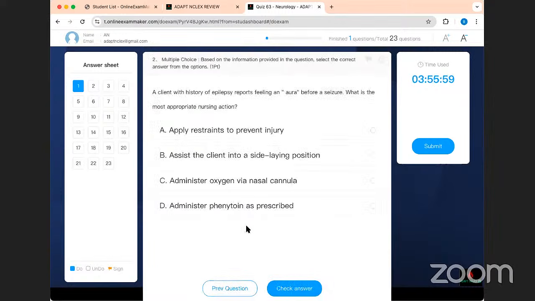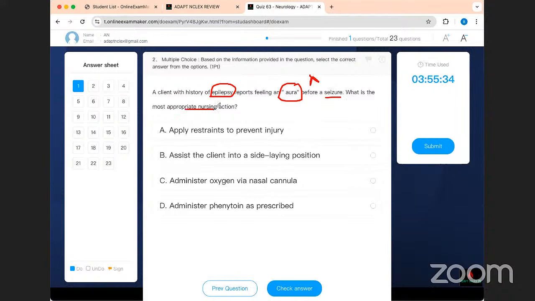A client with a history of epilepsy reports feeling an aura before a seizure. What is the most appropriate next intervention? These interventions may be appropriate or inappropriate, but which one is appropriate? Go for the buzzword. Patient has epilepsy, okay? Patient has what? Aura before the seizure. That is what the question is about.